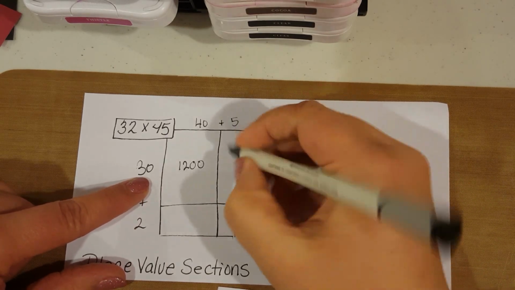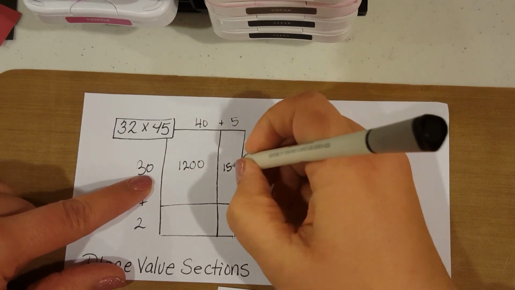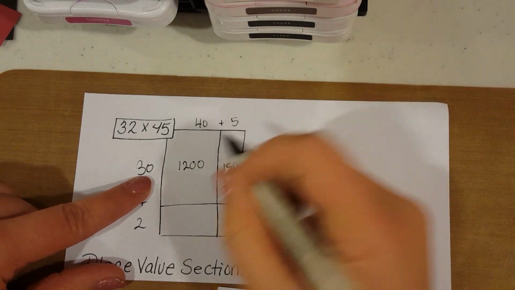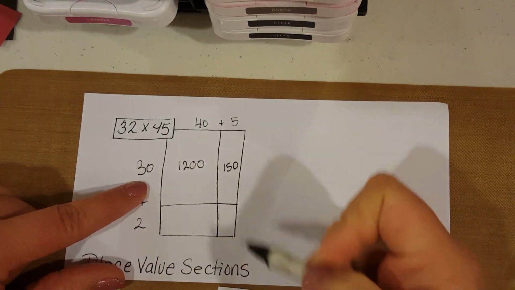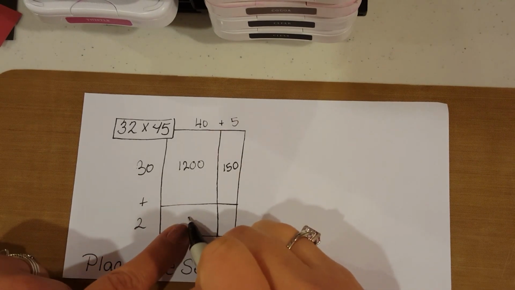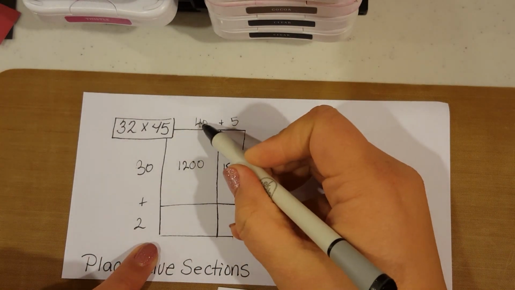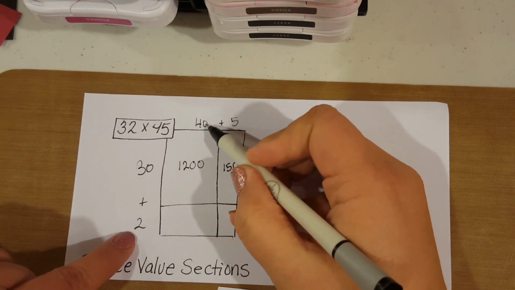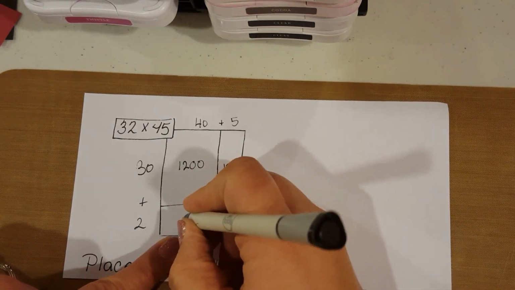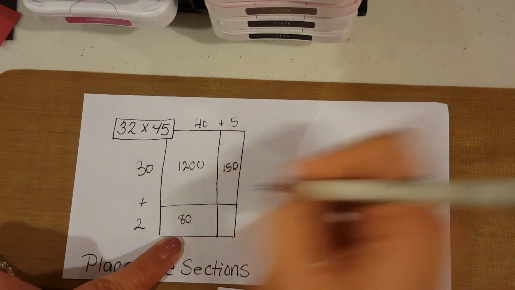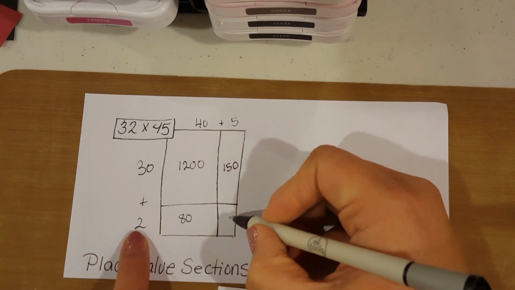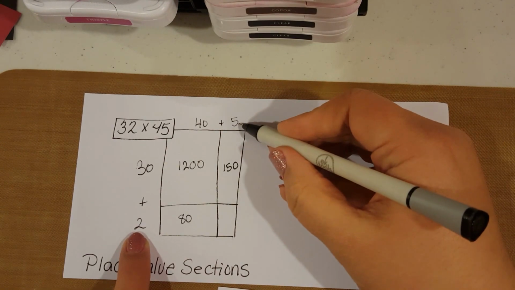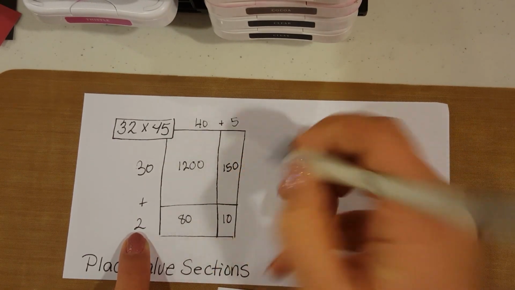Then in this section we have 30 times 5. So 3 times 5 is 15, and we have another 0 because it's actually 30 times 5. Finally, down here in this third box, we have 40 times 2. 2 times 4 is 8, and we have 1 zero that will be in our product. So our answer will be 80. And finally, we have our ones, 2 times 5, which equals 10.